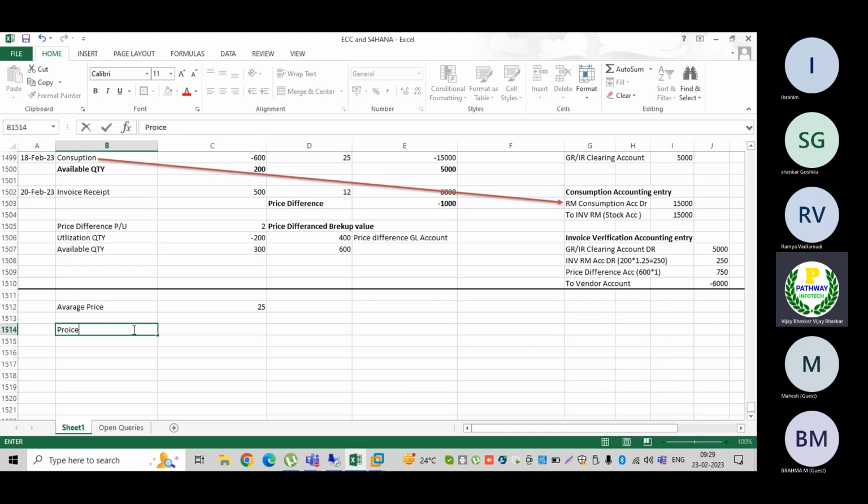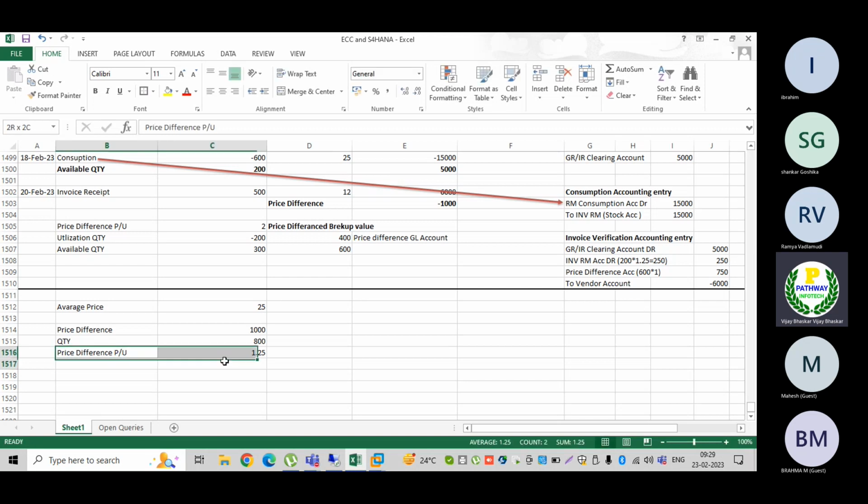How is the price difference calculated? We have the 800 quantity, and the price difference is 1,000 rupees. Now what is the price difference per unit? 1,000 divided by 800, 1.25 is your price difference per unit. Remember, this price difference per unit cost is what we are going to consider here. You can see this is the estimation done here: 600 into 1.25 is equal to 750 rupees.